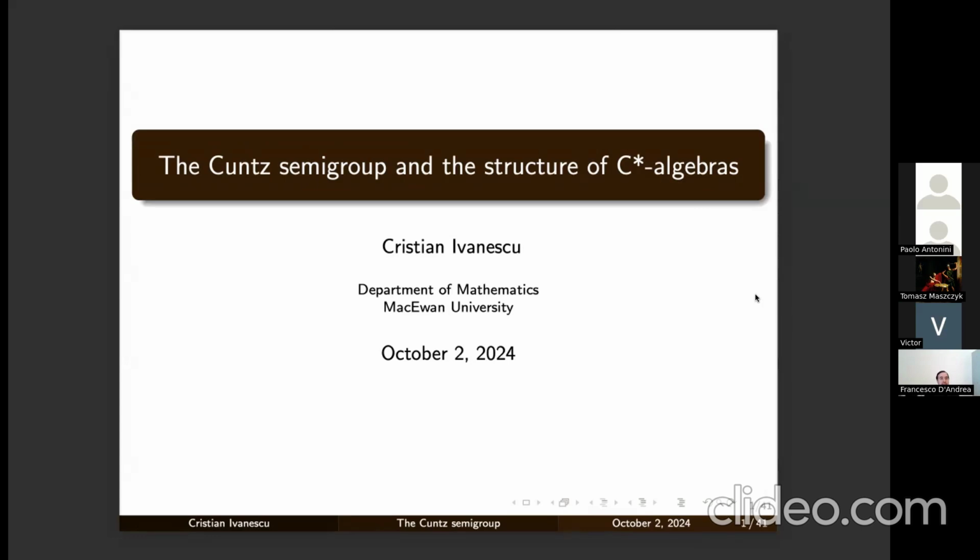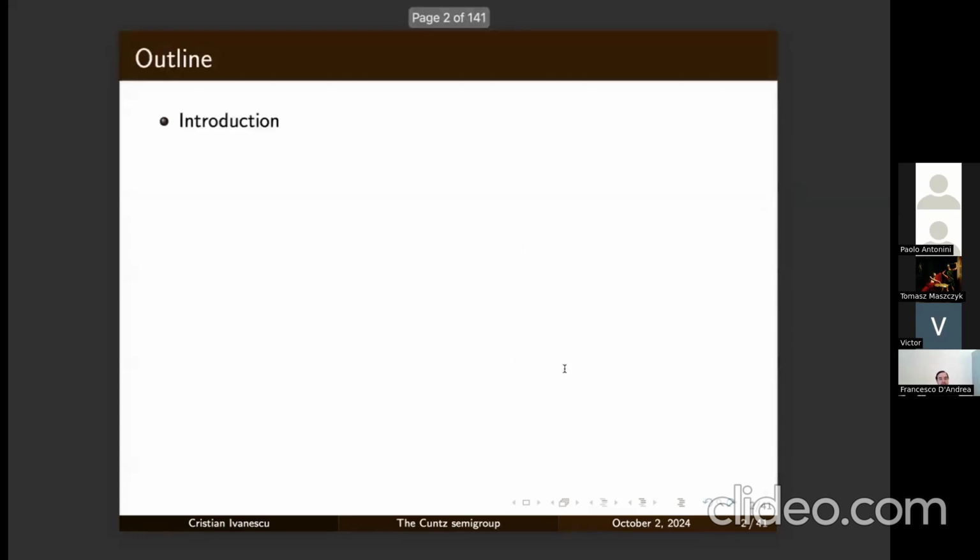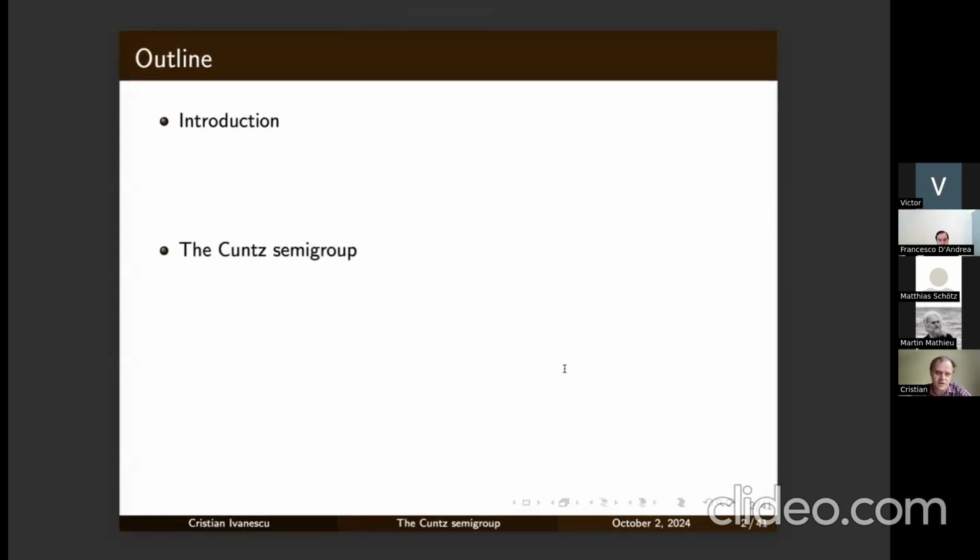So the plan is to start with an introduction and at the same time some motivation behind the study of the Cuntz semigroup. Then I'll formally define and tell you about the structure of the Cuntz semigroup. And then I'll end with various results, some of them I was part of in terms of obtaining them. And hopefully, after all of this, you'll find that indeed the Cuntz semigroup is a very interesting tool, and hopefully you'll find applications yourself.